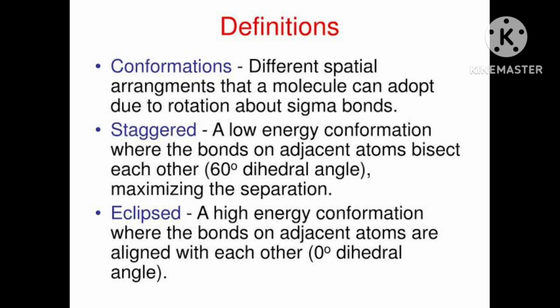Restriction is there. The energy difference between the two extreme forms is of the order of 12.5 kilojoule per mole. That is just between the staggered and eclipsed. What is the strain difference? That is 12.5 kilojoule per mole, which is very small.